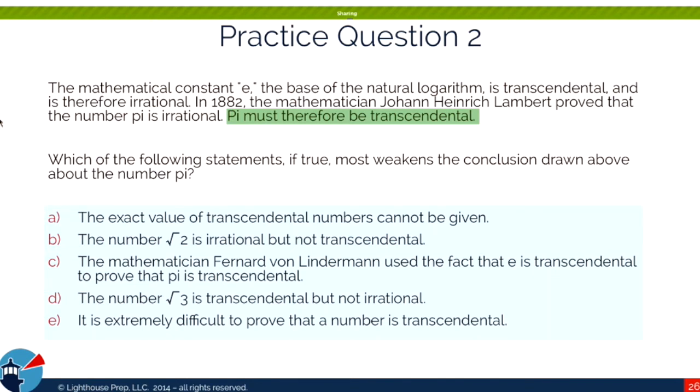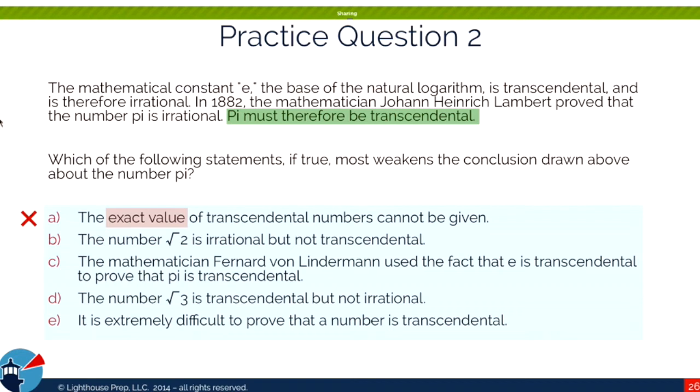The exact value of transcendental numbers cannot be given. Well, that's interesting. The exact value. Do we care about the exact value if all we're looking for is something to prove that pi is not transcendental? No. All they're doing is further defining what transcendental means. And you shouldn't bring in any outside knowledge, such as we don't know the exact value of pi, to answer this question. Remember, all you're supposed to look at is the words on the paper before you and, if the question asks about assumptions, the assumptions that lead you to the conclusion. So we can eliminate this one because it doesn't weaken our conclusion. On to answer choice B.